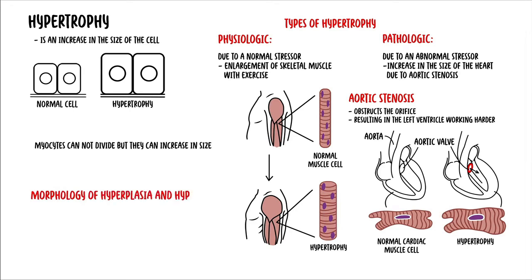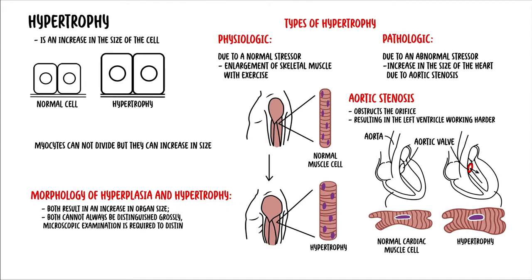Morphologically, hyperplasia and hypertrophy can look similar. They both result in actually an increase in organ size. Therefore, they cannot always be distinguished grossly, and microscopic examination is required to distinguish the two.